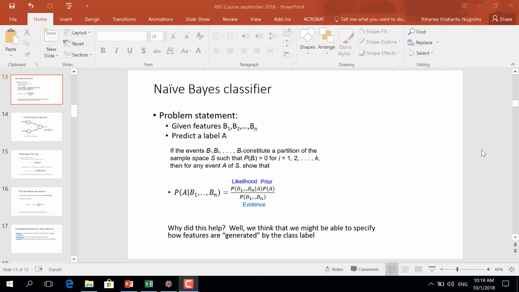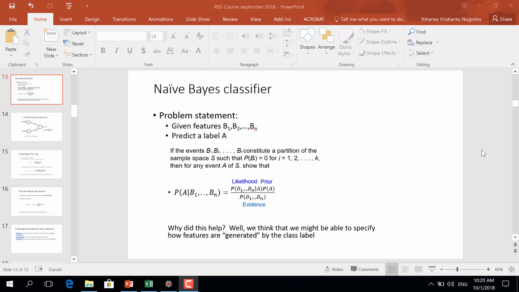And here we have to find the conditional probability of A given the features B1 to Bn. So it is the multiplication of the conditional probability of B1 to Bn given A times the probability of A, divided by the joint probability of B1 to Bn.